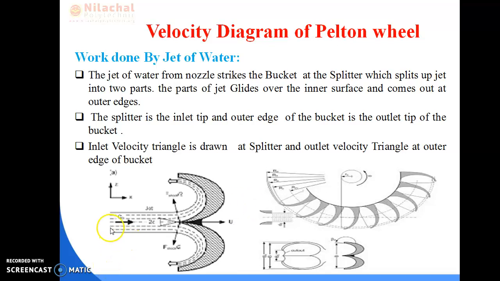The jet velocity is also along the horizontal direction. It is striking upon the splitter. So the line will lie upon the line of velocity of the blade.